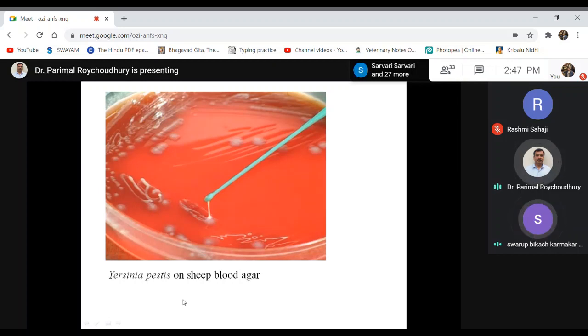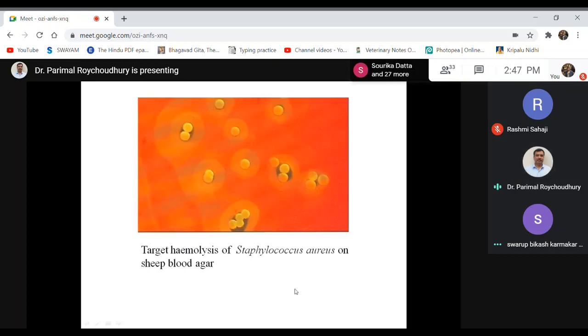But remember, these are all colony characteristics. Blindly, you cannot identify them to genus and species level, not possible. But we can study and we can correlate with our target organism.